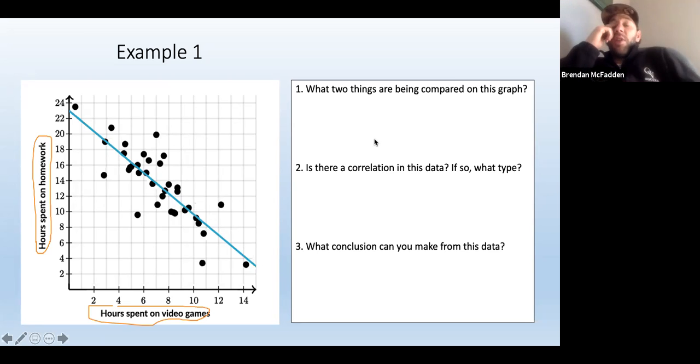Then it says again, what conclusion can we make? So if it's a negative correlation, I also just kind of explained this. The conclusion that we can make is the more time that is spent on video games, the less time you'll spend on your homework. So again, if we look at this, 0 to 2 hours spent on video games, it looks like there's clearly more time spent on homework. And the more time you spend on video games, clearly, there is less time spent on homework.